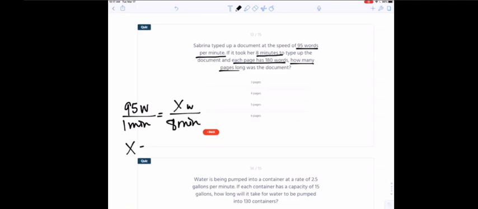1 times x is x. 95 times 8. Let's multiply real quick. 8 times 5 is 40. Carry the 4. 8 times 9 is 72. Plus 4 is 76. So Sabrina typed up 760 words.